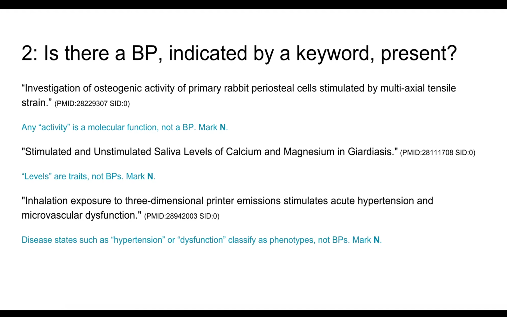The last sentence discusses disease states. Biological processes are processes considered normal for an organism. Conditions which are irregular for an organism, such as hypertension or dysfunction here, are not BPs, but rather phenotypes arising from the disease state. So, this sentence should also be marked N. Definitions of phenotypes, traits, and molecular functions can be found in the linked rules document below this video.